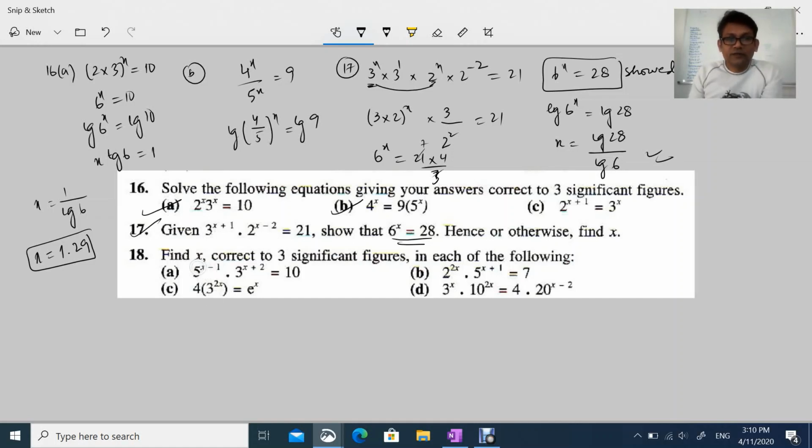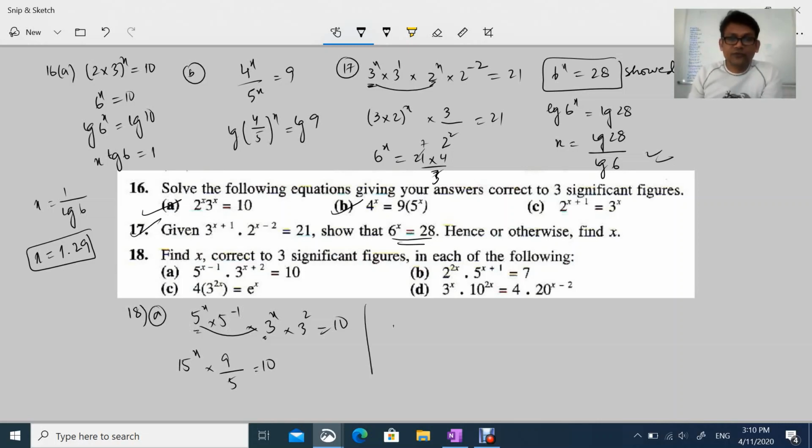17 done. Okay, find x correct to 3 significant figures in each of the following. This is the same kind of question we have to do ourselves, like 18 part A. 5 power x into 5 power minus 1, I'm just doing one part. 3 power x into 3 power 2, equals 10. This 5 and this 3 I can write together, and it becomes 15 power x. This 5 power minus 1 and this 3 squared is 9, so I can write 9 divided by, this will become 5, equals 10.